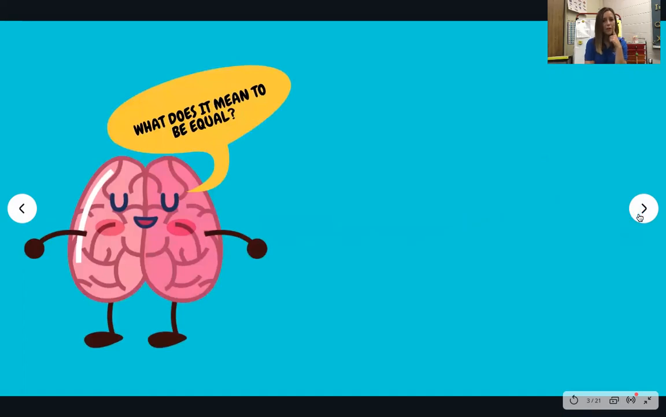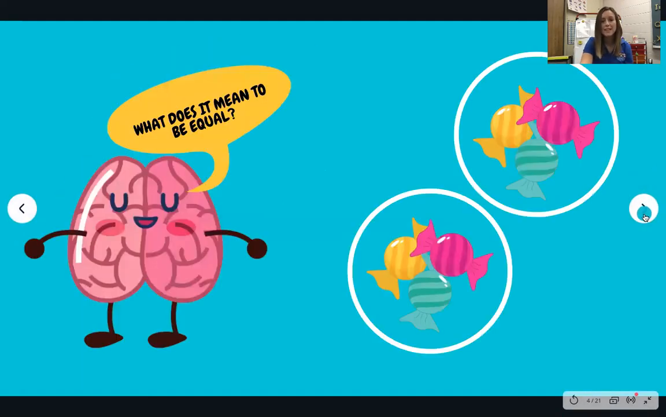Your brain might be wondering, but what does it mean to be equal? That's a great question. When something's equal, it means they are the same. In this picture, you should see 3 pieces of candy in this circle and 3 pieces of candy in this circle. Those groups are equal because they have the same number of candy.